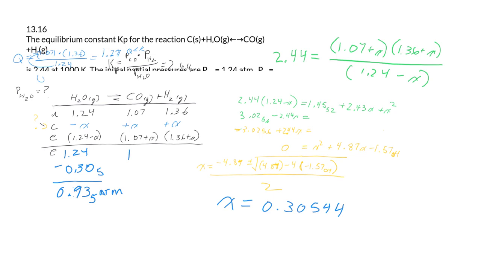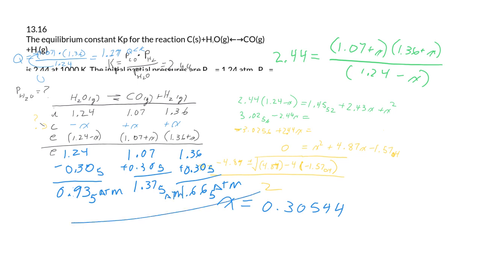Then over here, for carbon monoxide, I have to add X, 0.305, 1.375. Then over here, 1.36 plus 0.305, 1.6561 atm. And that's that.